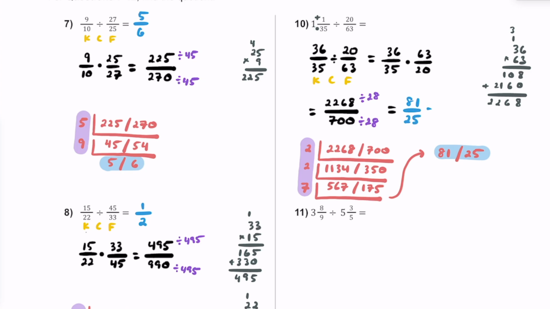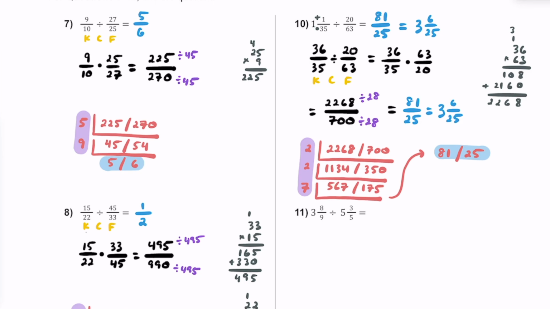Now, as a mixed number, 25 fits into 81 3 times. I'm not going to do that division just because 25 plus 25 is 50, 50 plus 25 is 75. I can't get closer to 81. 75 is 6 away from 81, so it's going to be a remainder of 6 out of 25. So we can write our quotient here, or answer to our division problem, as 81 over 25, which is equal to 3 and 6/25. Okay, that would be our answer here.